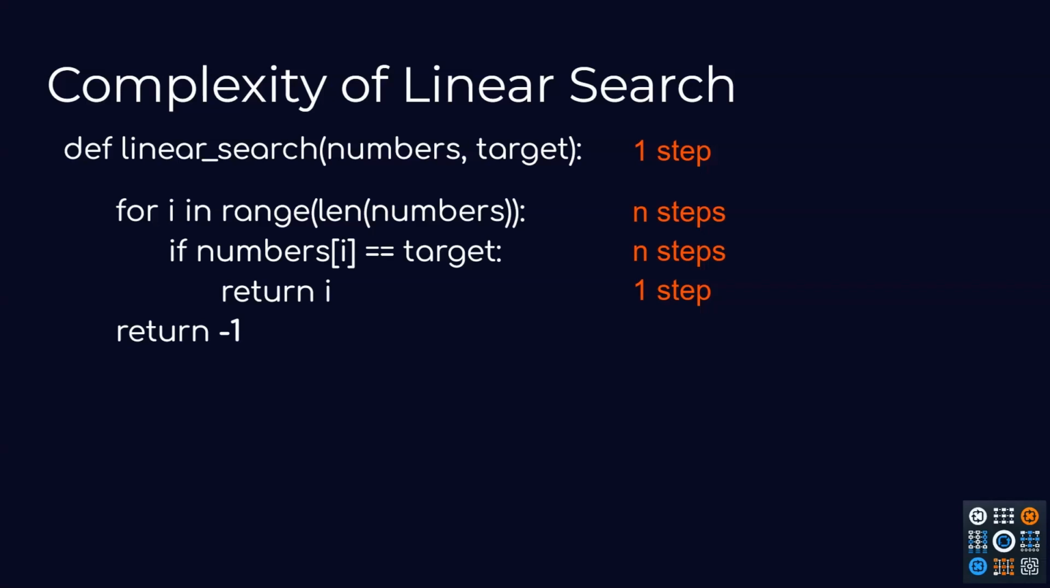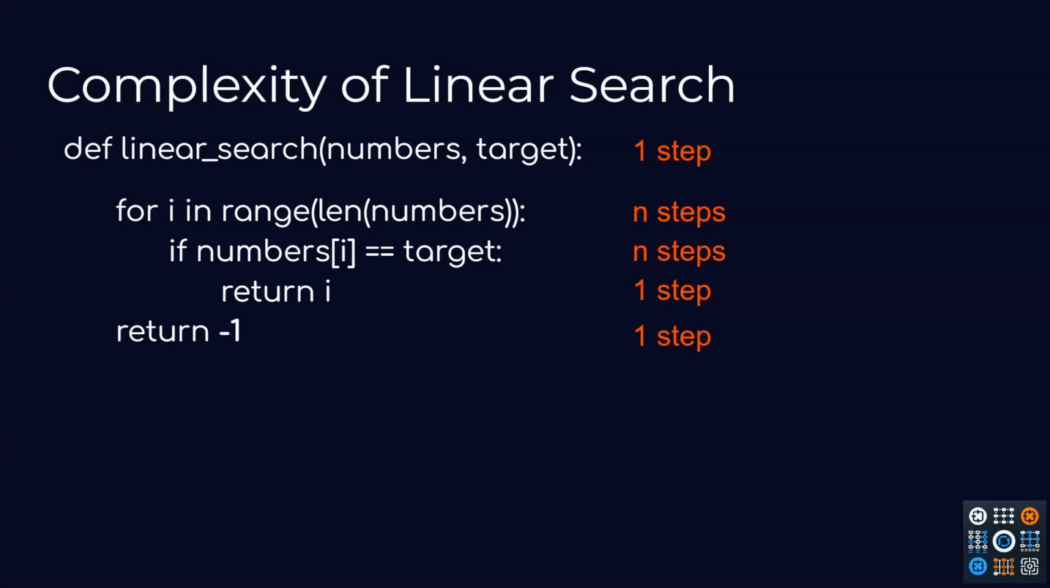In the worst case, the return happens after n steps, either because the target is at the end of the list or it isn't found at all, leading to the final return statement outside the loop. So after the loop, if the target wasn't found, the function returns -1. This final check also takes a constant 1 step.